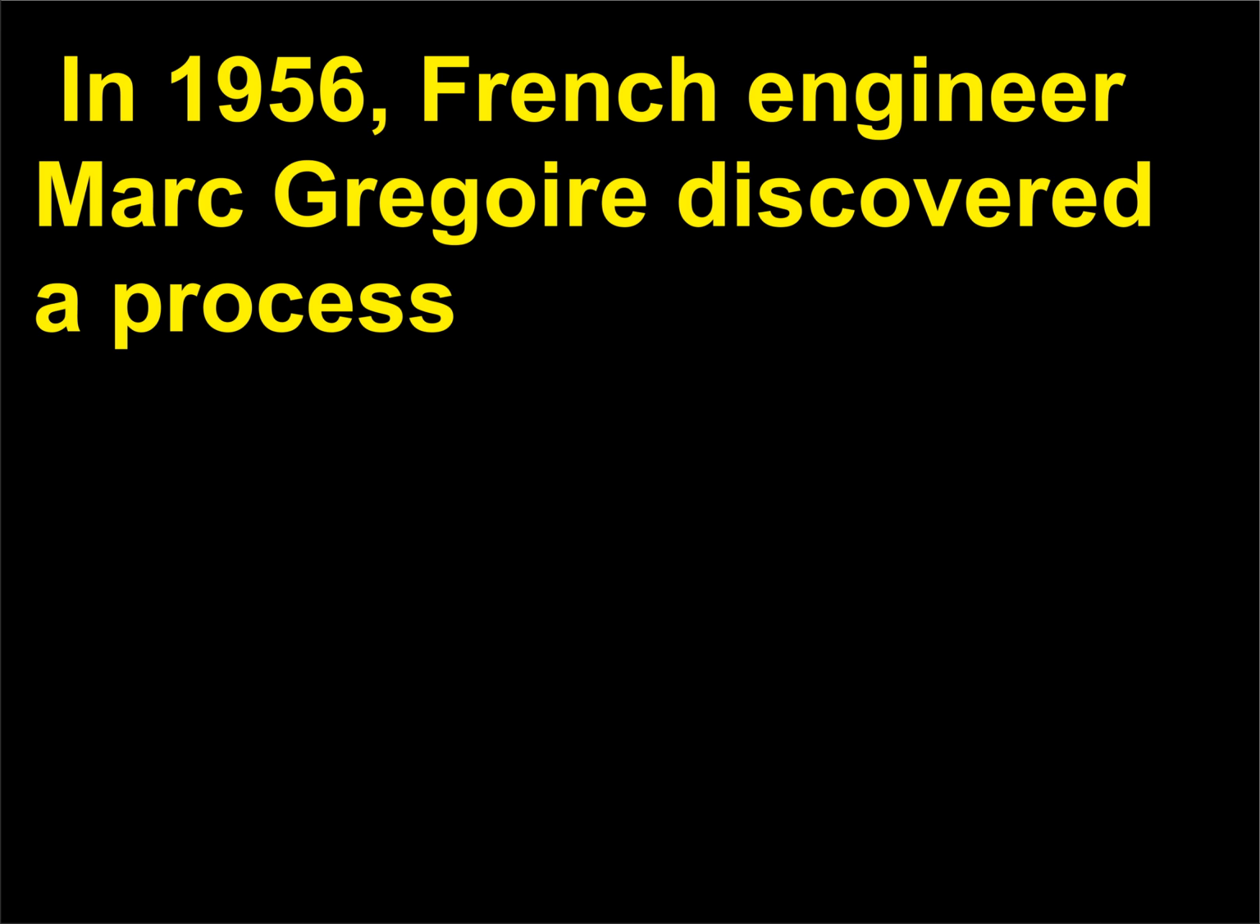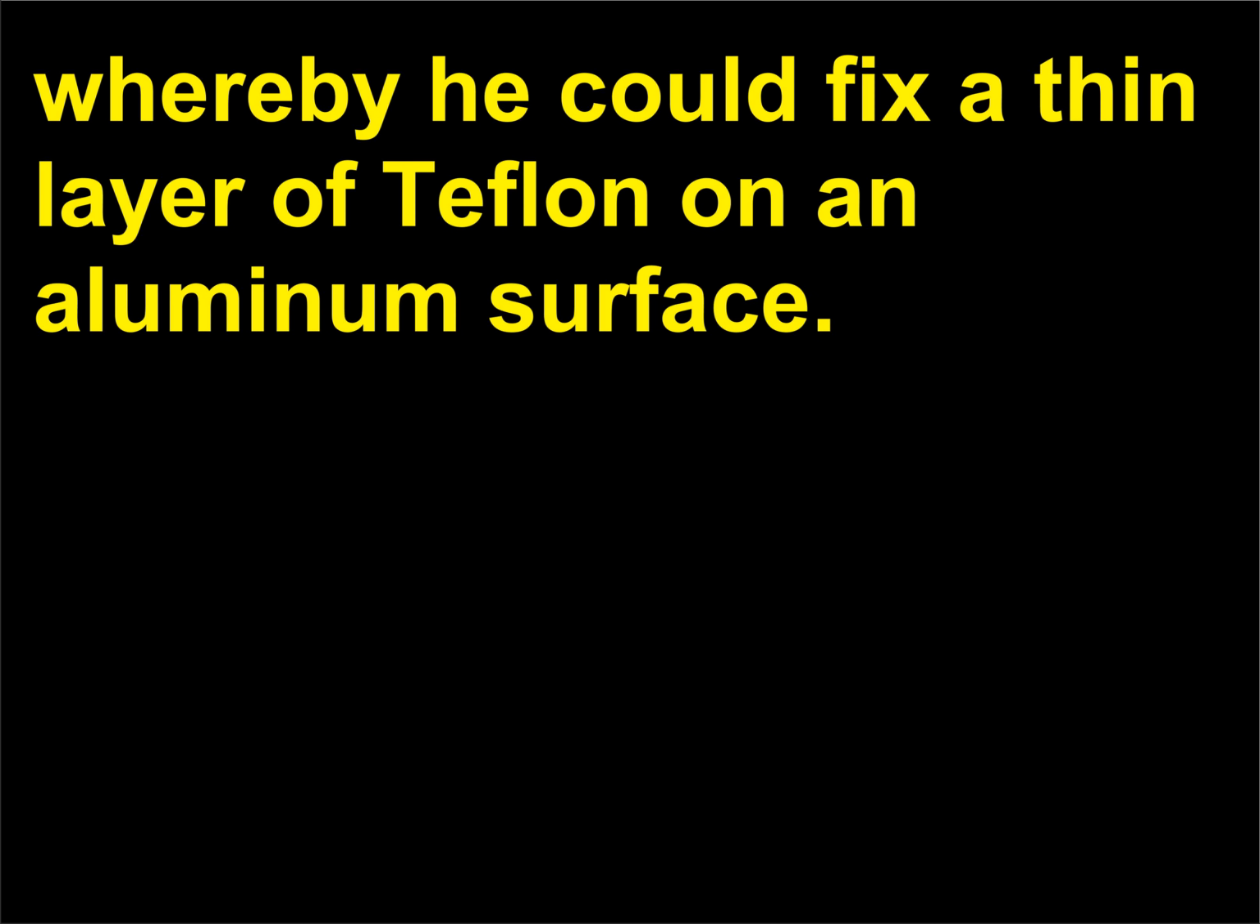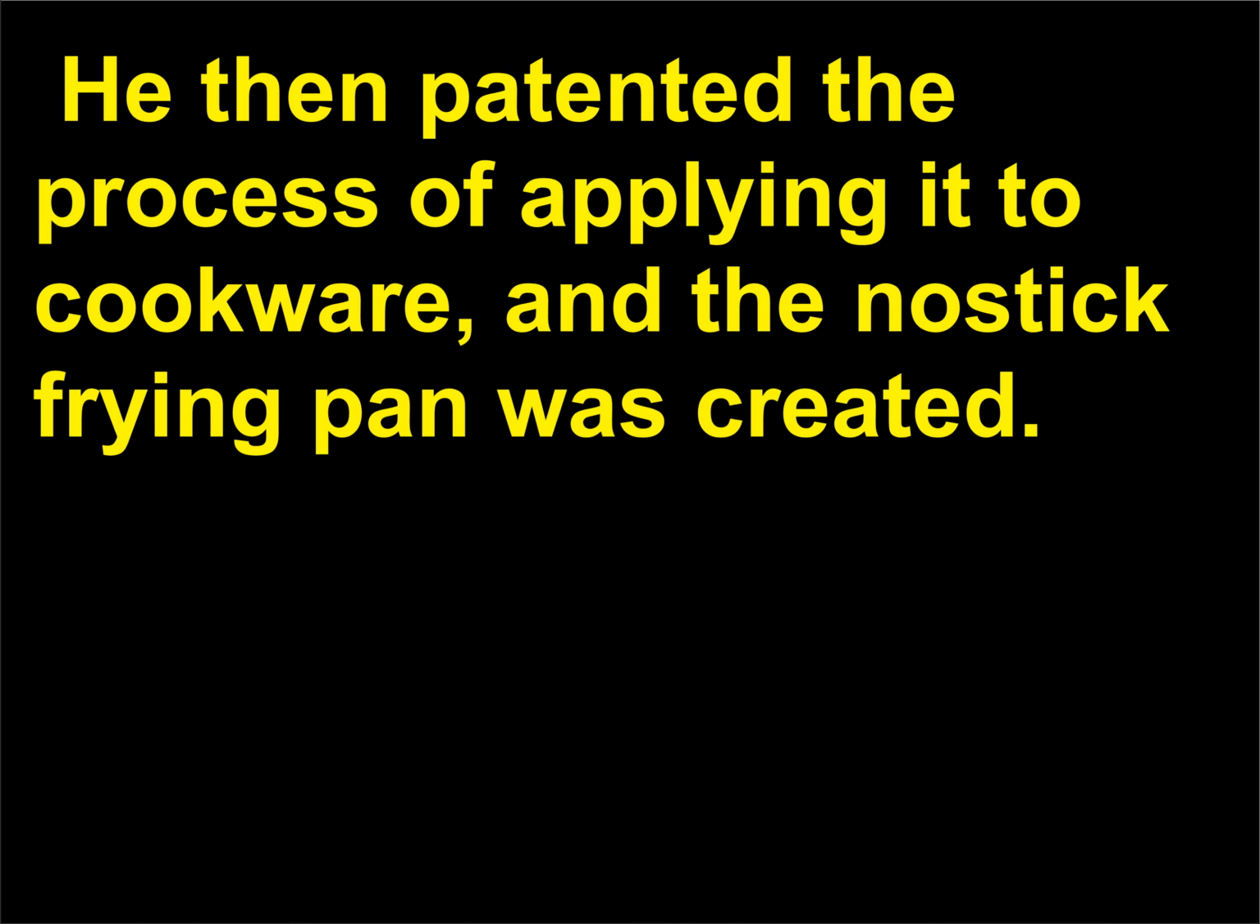In 1956, French engineer Marc Gregoire discovered a process whereby he could fix a thin layer of Teflon on an aluminum surface. He then patented the process of applying it to cookware, and the non-stick frying pan was created.